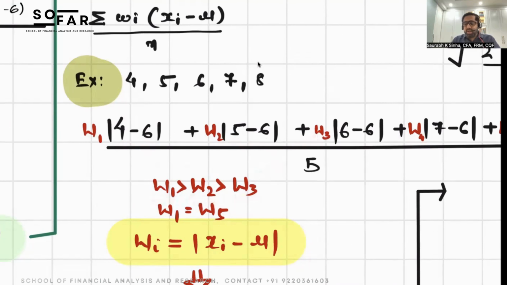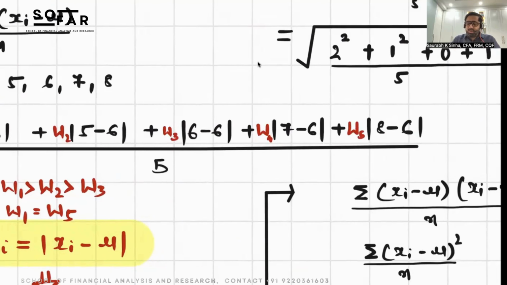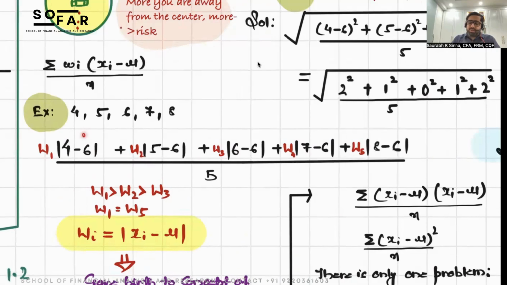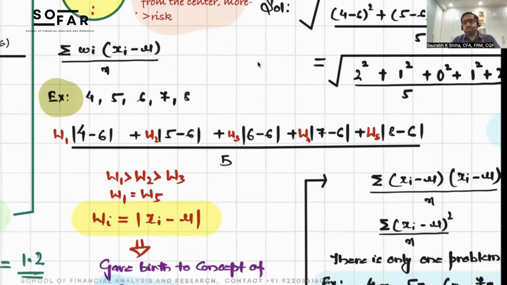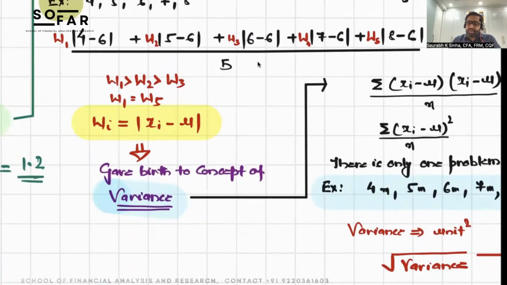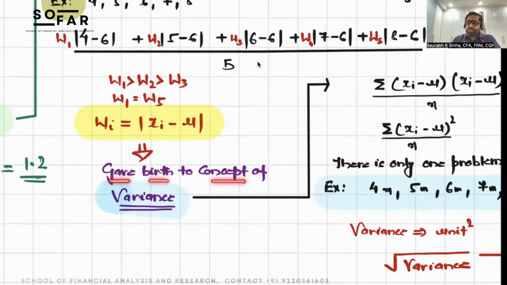And the weight should be equal for equal distances. For this, the distance is 2. For this, the distance is 2. The weight that you assign should be equal. So weight 1 should be equal to weight 5, and weight 2 should be equal to weight 4, and weight 3 should be negligible because you are at the center. Now, what they devised as the best way to do this is just to do the square. And that gave birth to the concept of variance.